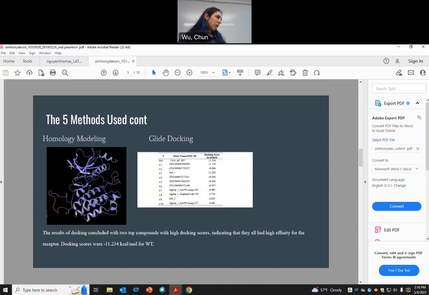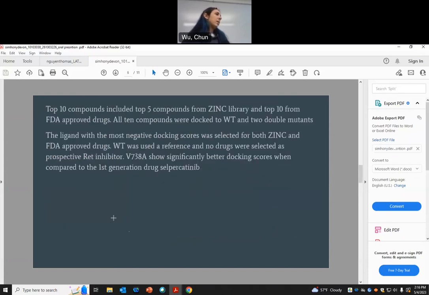Continuing, this is the homology modeling and the Glide docking, and the results of the docking concluded the two top compounds with a high docking score, indicating that they had high affinity for the receptor, and the docking score was negative 11.234 kcal per mole for the wild type. The top 10 compounds included the 5 top compounds from the Zinc library, and the top 10 compounds were FDA approved. All 10 compounds were docked to the wild type and the 2 double mutants.